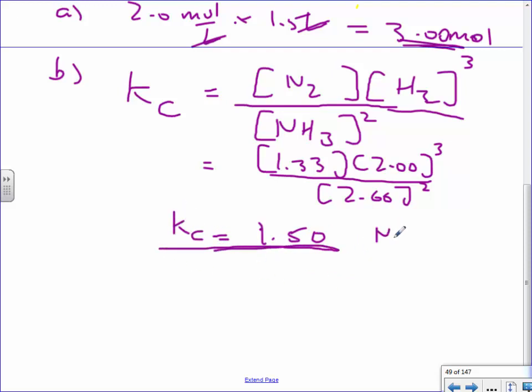This right here has no units. It's considered a constant, and all we can do is use it for comparison purposes.